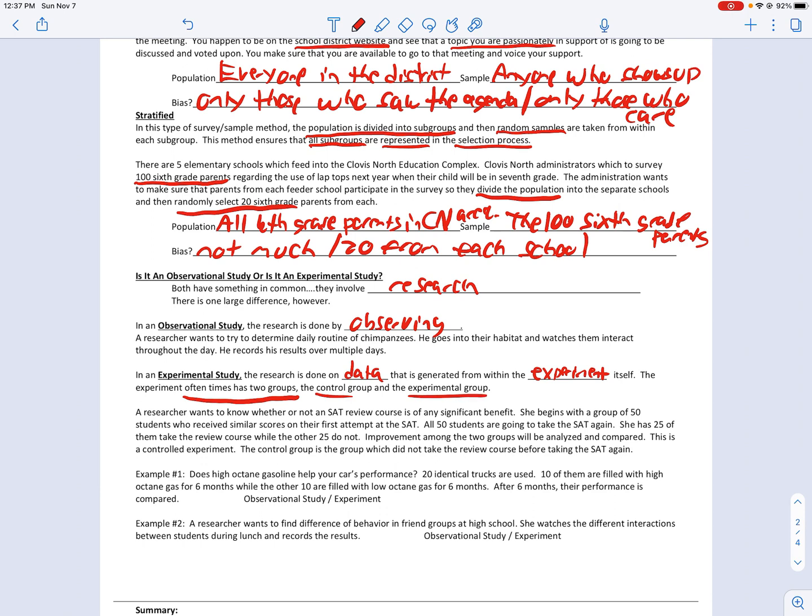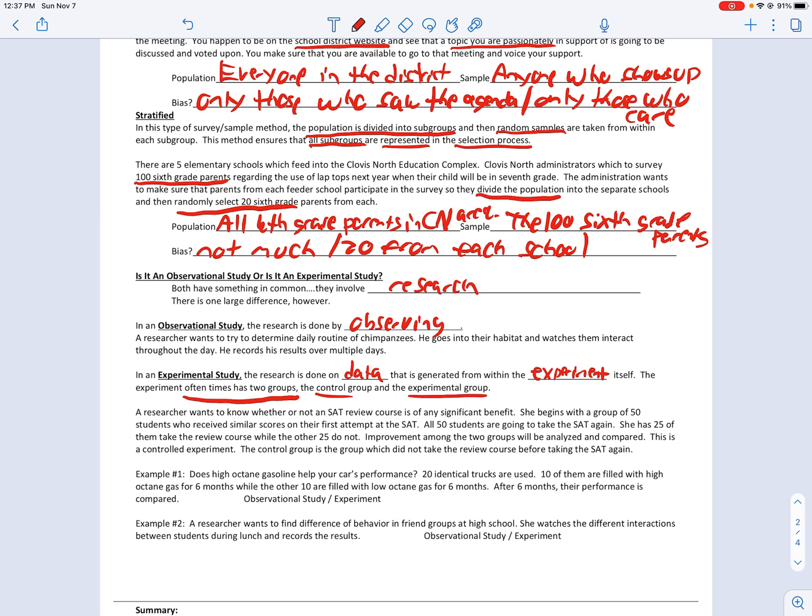So a researcher wants to know whether or not the SAT review course is actually helpful. So she takes 50 students that received similar scores on the first attempt. All 50 students were going to take the SAT again. She had 25 of them take a review course, while the other 25 did not. The improvement of the two groups was analyzed and compared in the control experiment. The control group is a group which did not take the review course before taking the SAT.